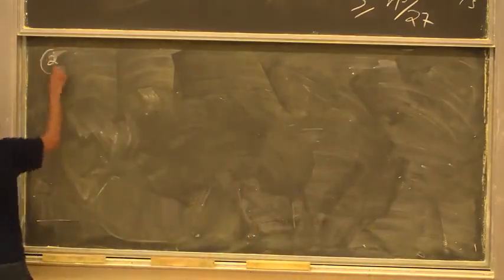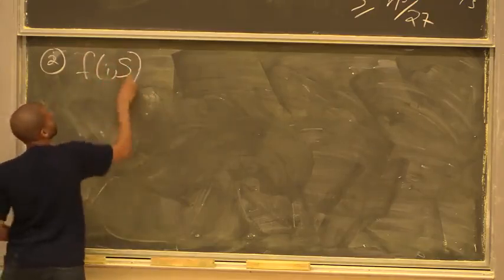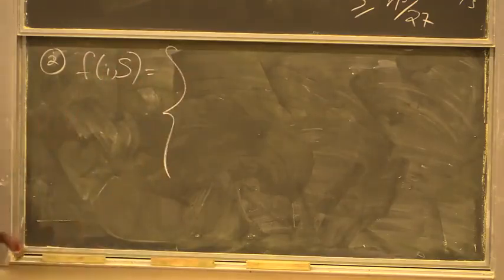So here, we can say that, look, f of i, S, what's the base case? The base case is when there's nothing left to visit. So S is the empty set. If there's nothing left to visit, it costs us 0.